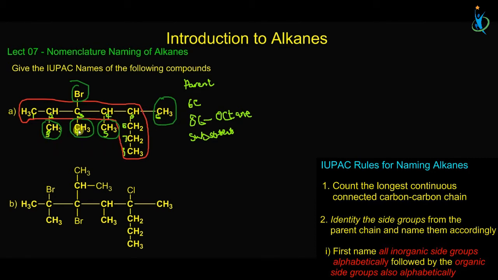So we have the first branch, second branch, third branch, and then we have this. So we have 1, 2, 3, 4, 5. Now these are the branches. Now these branches are attached to a certain number on the longest continuous carbon. So you have to identify the positions of the branch on the stem or on the parent.